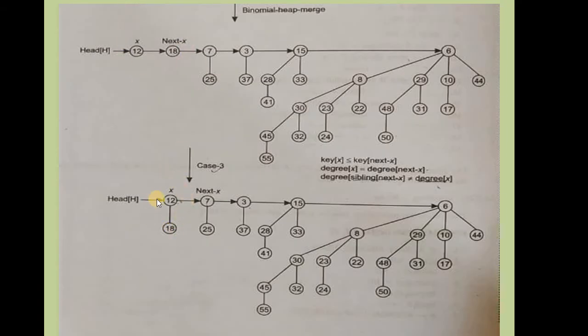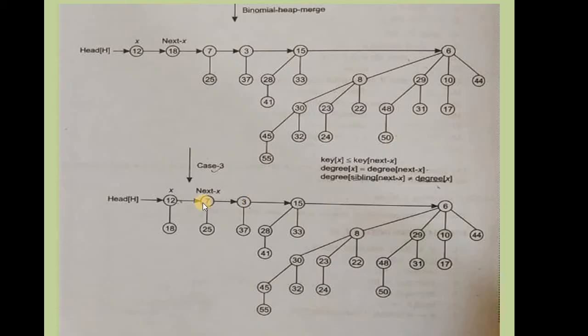Now again, we can see we have 1, 2 and 3 binomial trees with the same degree. So what we need to do is we'll come to X. Now we'll check next of X. This is with the same degree. So we'll move ahead. So this is next and next of 8. This is 3. We'll move ahead. So now this is with a higher degree.